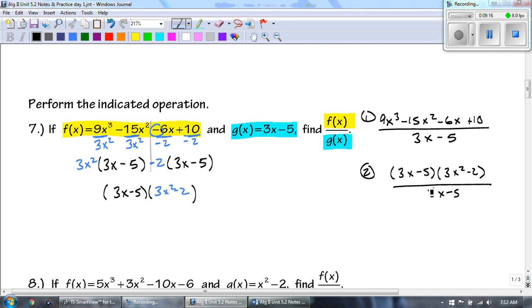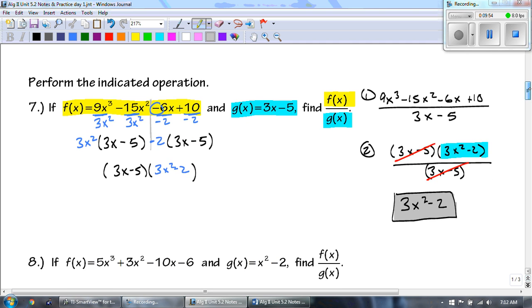Now, if you want to, I can put this in parentheses right there to show you that the 3x minus 5 and the 3x minus 5, they're the same exact thing. And when it's like that, I can cancel those out, and the only thing that's left over is my 3x squared minus 2. So what is f of x divided by g of x? Well, in this case, once I'm done with it, it's 3x squared minus 2. And let me tell you that 3x squared minus 2 would be a lot easier to plug into than all that other business.